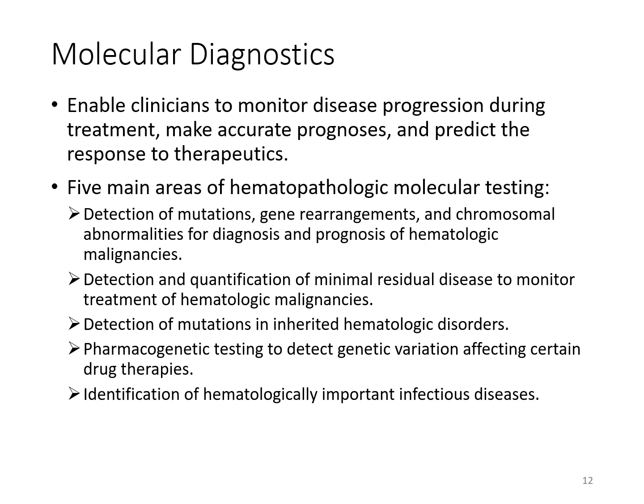We can also detect and quantify minimal residual disease to monitor various treatment options for that patient based off of the malignancy that they have. And we can detect mutations in inherited hematological diseases. Some of the newer techniques coming out is pharmacogenetic testing, which is able to detect genetic variations that affect how certain drug therapies work and how your body responds to those therapies.